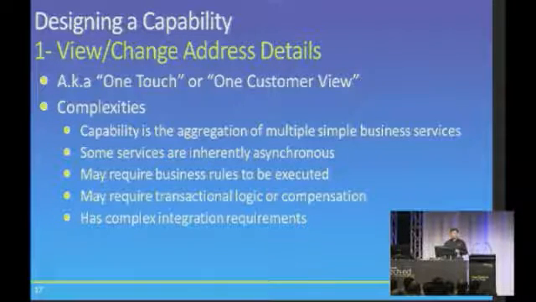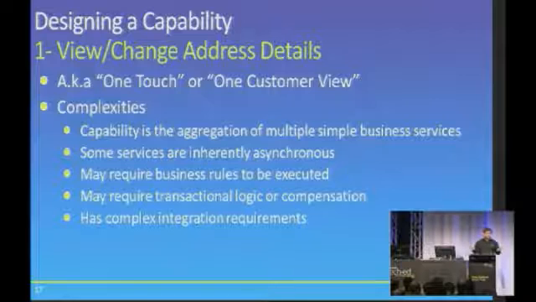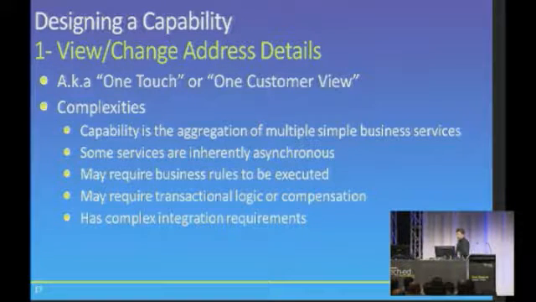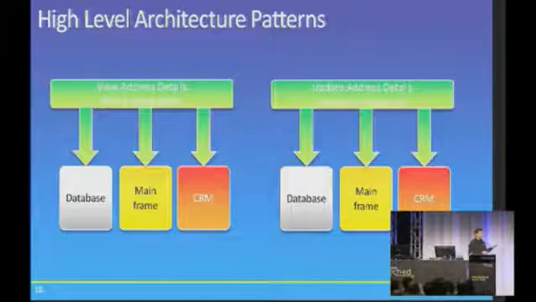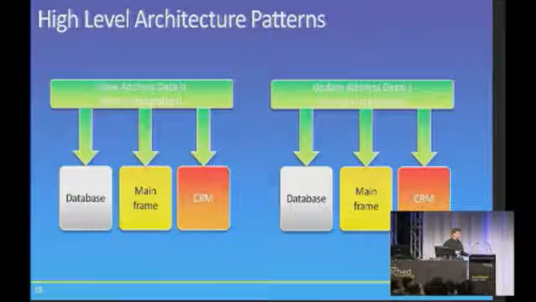And some of them will have complex integration requirements. By that I mean the way we get to those systems might involve screen scraping, things like that. So, starting at the high-level architectural patterns, just viewing the address information seems like a pretty straightforward case of using portal integration. And for now, I'm skipping over exactly how we connect to the database, the mainframe, and the CRM. I'm just assuming that I'm going to.